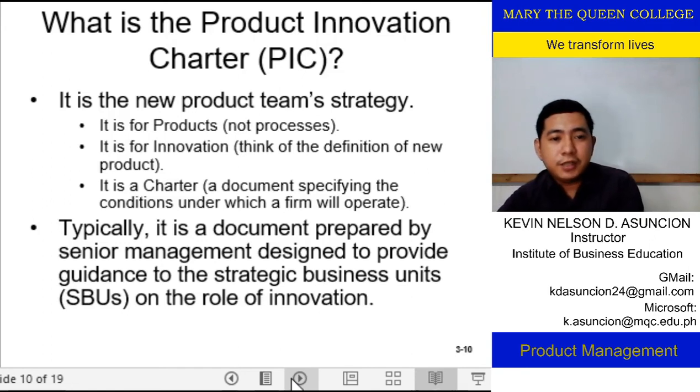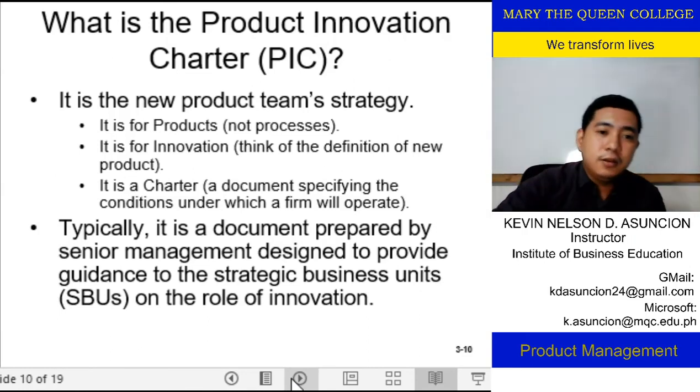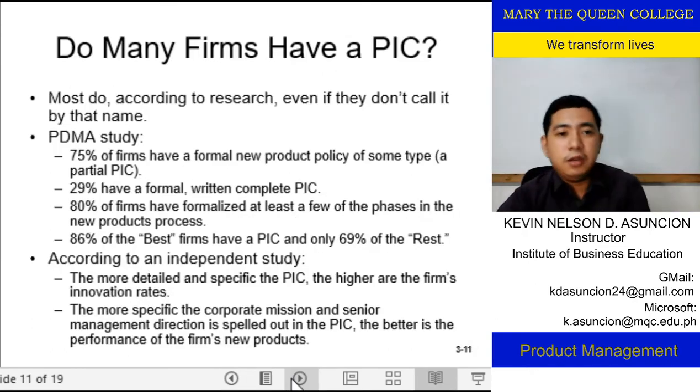So it's the new product team strategy. So where it is heading, it is the product, not the process. So where it is heading, it is for the innovation. They think of the definition of the new product, and it is a charter, a document specifying the conditions under which the firm will operate. So what and where is the company heading? Typically, it's documented, prepared by senior managers, and even the strategic business unit heads, towards the role in innovation.